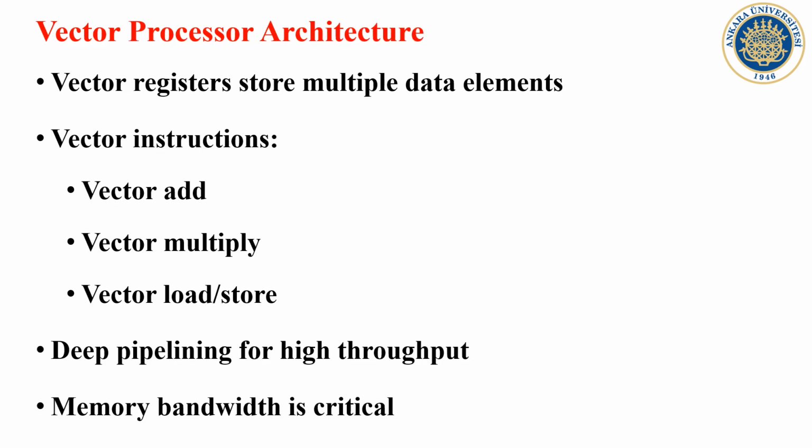A vector processor includes special vector registers that can hold many data elements at once. Vector instructions operate on these registers, allowing the same operation to be applied across all elements. These systems rely heavily on pipelining to achieve high throughput. Because large amounts of data are moved at once, memory bandwidth plays a critical role in overall performance.